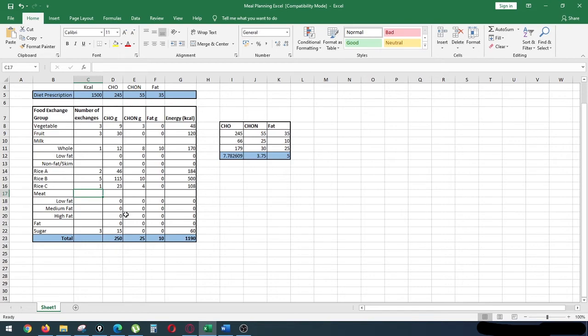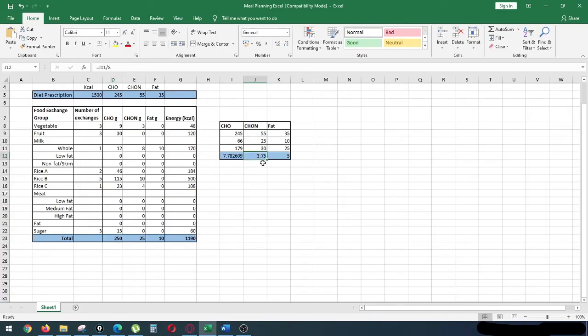Now let's take a look at this total. Compare it with the prescribed carbohydrate. Our prescribed carbohydrate is 245 and we have a total of 250, and that is okay because again, we are allowed plus or minus 5 allowance in every macronutrient.